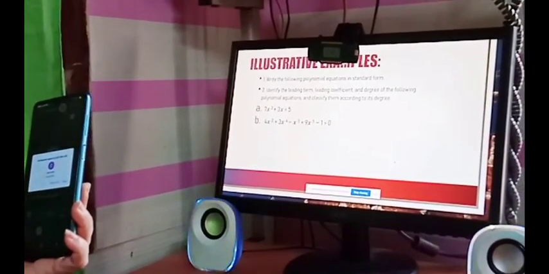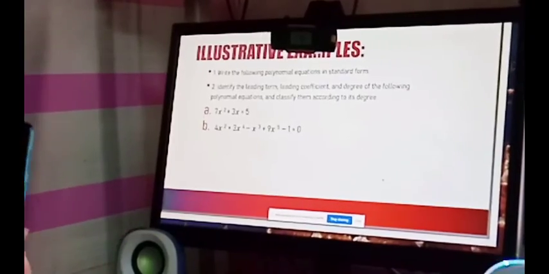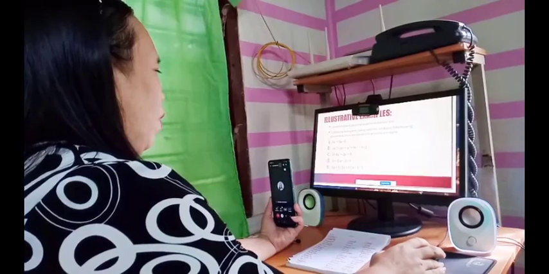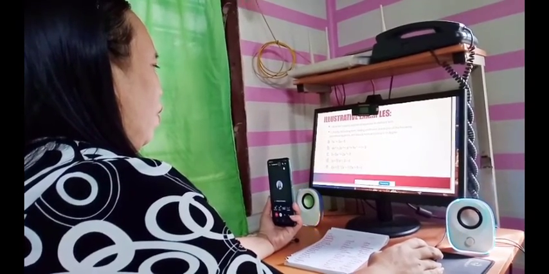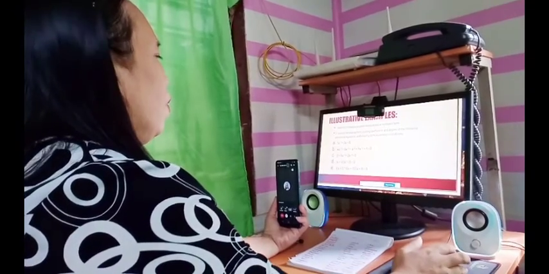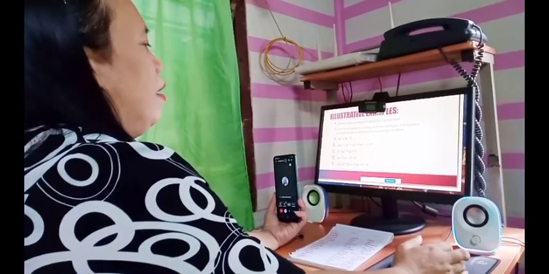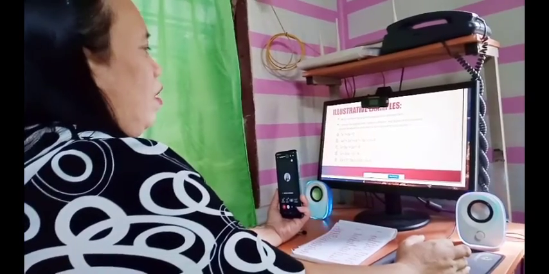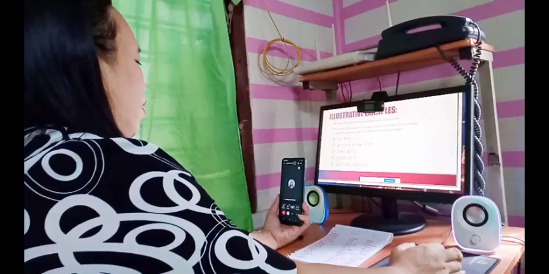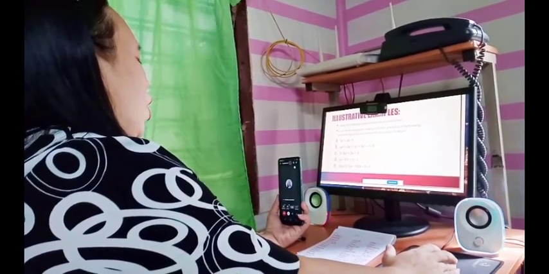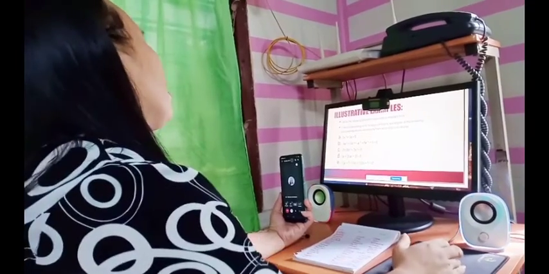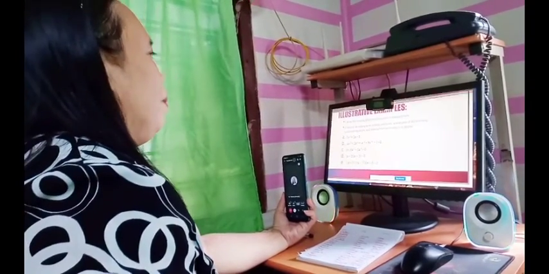Next, number 2. Shall we have an answer? The standard form, ma'am, is 2x to the power of 4 plus 3x raised to the power of 3 minus x raised to the power of 2 minus 3x minus 1. Okay. Leading term is 2x raised to the power of 4. Leading coefficient is 2. Constant term is -1. Then the degree, ma'am, is fourth. Then classify the degree as quartic. Very good, Marcos. Thank you so much, Marcos.